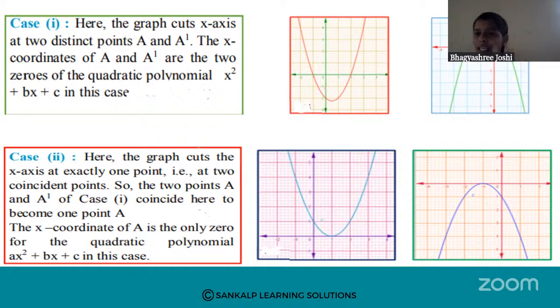Okay. See, when the graph is parabola, then you have to understand it is a quadratic. When the graph is parabola, it is quadratic polynomial. Parabola means it is U-shape. U-shape, it may be like this, it may be like this, or it may be like this, it may be like this.